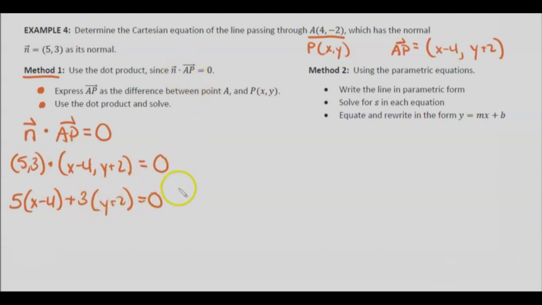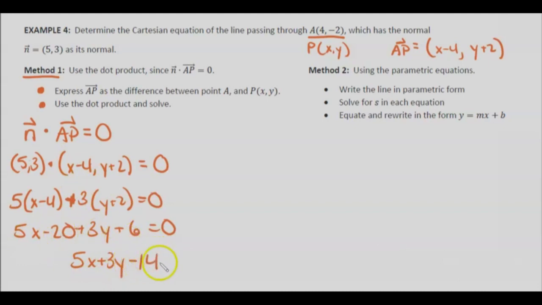As a reminder, the dot product is going to end with a scalar, so we're going to have a number, and that's why we do a plus between these rather than a comma. So we have 5x minus 20 plus 3y plus 6 equals 0. So we're going to have 5x plus 3y. Those are not like terms, don't add them. And then negative 20 plus 6 is negative 14, equals 0. So this is one of the ways that we can find the Cartesian equation.